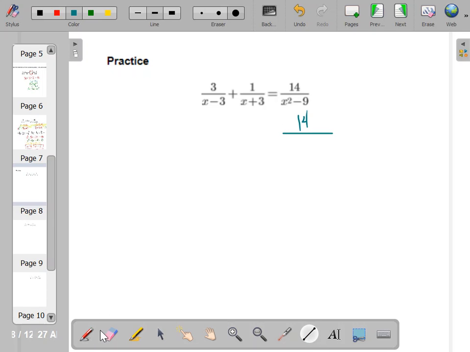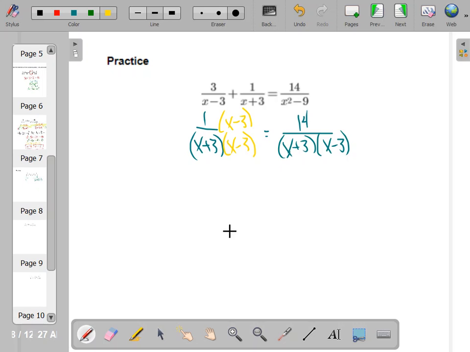So I'm going to start by factoring this quadratic here. This is x plus 3, x minus 3. So this denominator has x plus 3, x minus 3. This denominator only has x plus 3, which means it needs an x minus 3. So I'm going to give it an x minus 3 in the top and the bottom. Now this middle term has the same denominator. I'm going to do the same thing with this one.